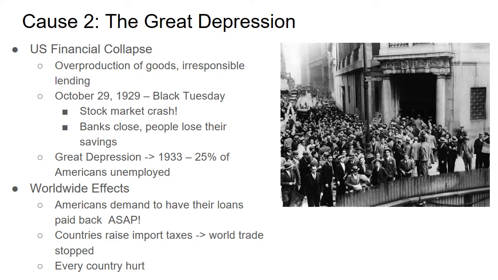So in 1929, the US stock market crashes. This is really a result of overproduction of certain goods and irresponsible lending. So after World War I, the Roaring 20s was really the first period of time where people could use credit to buy things in a widespread way. So people used credit to buy all sorts of things: household goods, houses, clothes, cars, lots and lots of things.